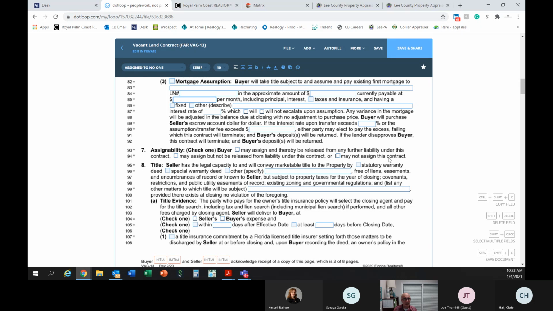Or may not assign this contract, and don't even give them the ability to do anything with the contract other than what this contract specifies. Okay. Any questions on anything up into this point?